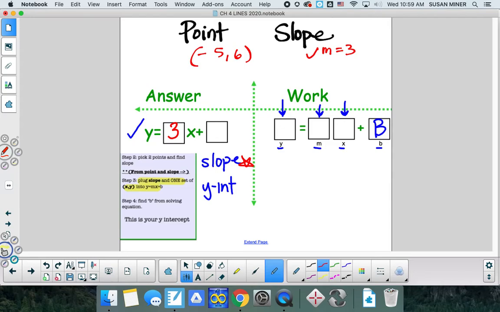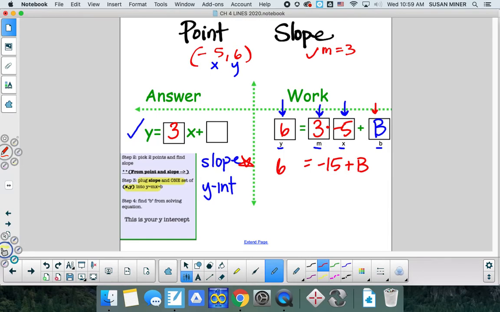So I'm going to put in my slope into this equation as well, and then I'm going to take the point and use it as an xy value in my equation in order to be able to solve for my y-intercept. Now remember, these two numbers are always multiplying, so I simplify first by multiplying m and x together. So 3 times -5 is -15, plus b is equal to 6.